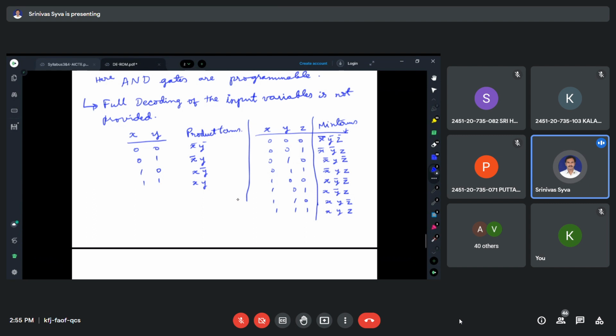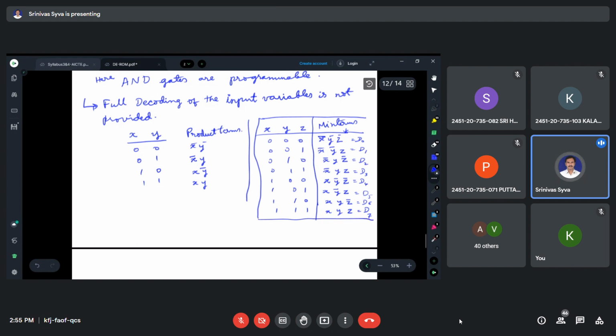So in a decoder we have, like this, full decoding means it's a decoder. It's nothing but decoder functions. Is it clear? We will call these outputs D0, D1, D2, D3, D4, D5, D6, like this, the outputs of the decoder. For the decoder, x y z are the inputs, and the outputs are the product terms, which are nothing but min terms. So this is called full decoding of the input variables.